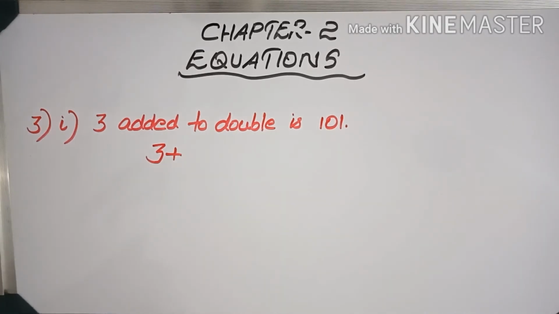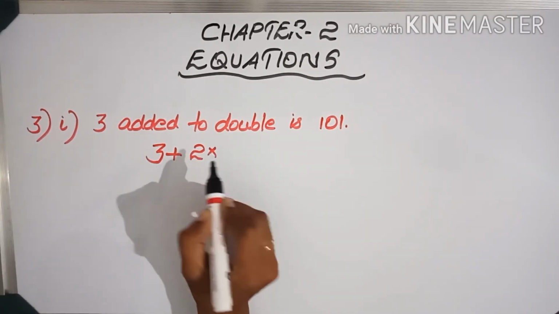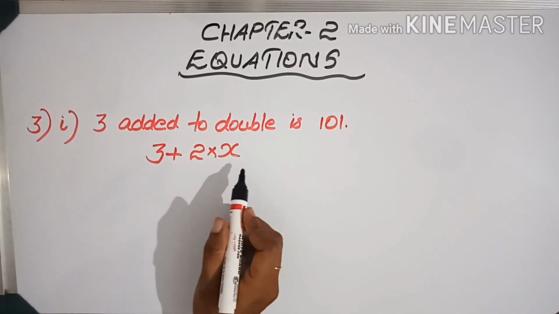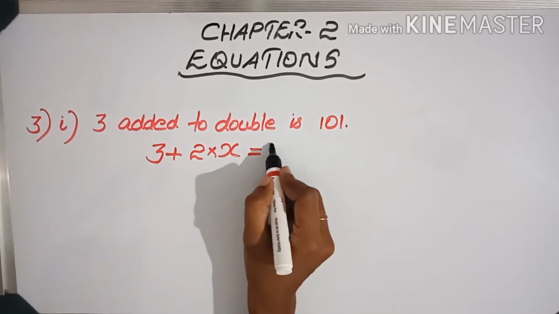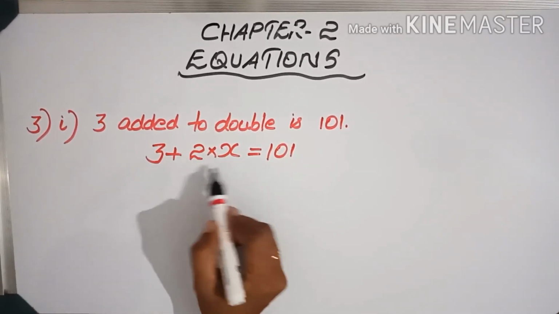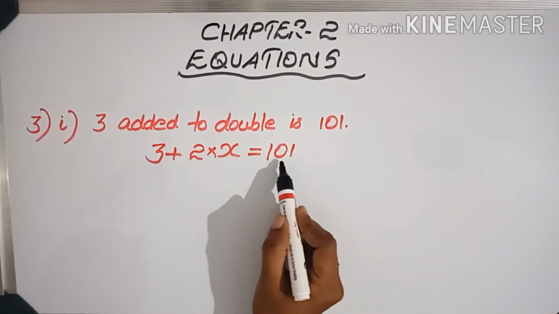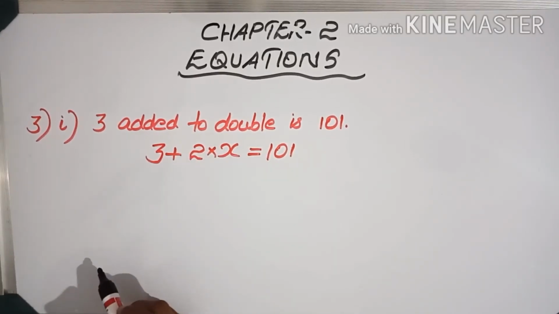So 3 added to double of a number. Double of a number means 2 into. Okay, double means 2 into. So 2 into, let's consider that number as x. So 3 plus 2 into x. The answer is 101. When we add 3 to double of a particular number, we will get the answer 101. We need to find the number. That means x we need to find here.